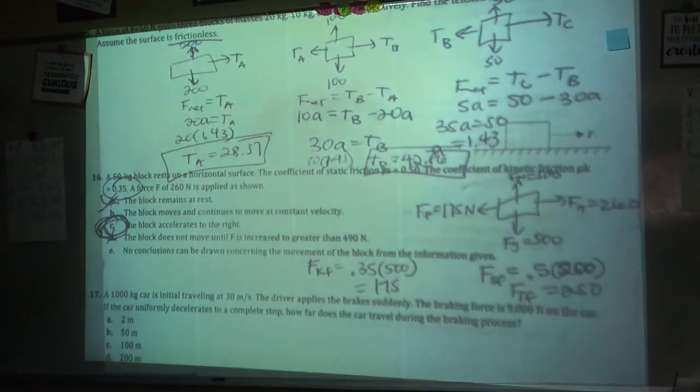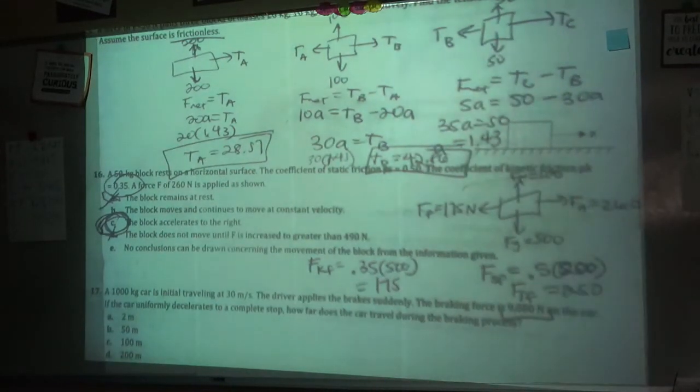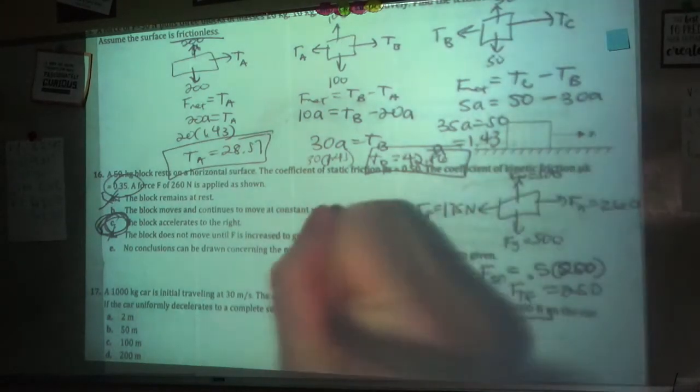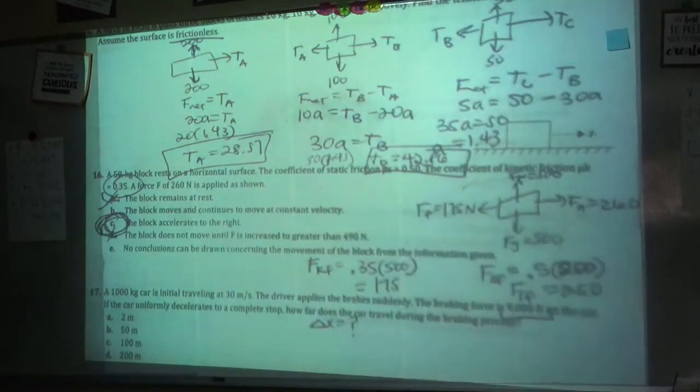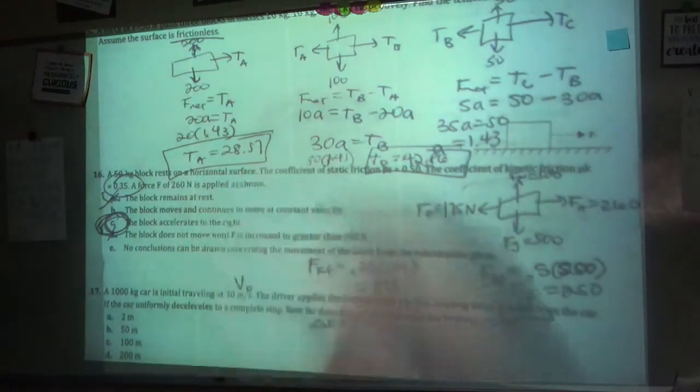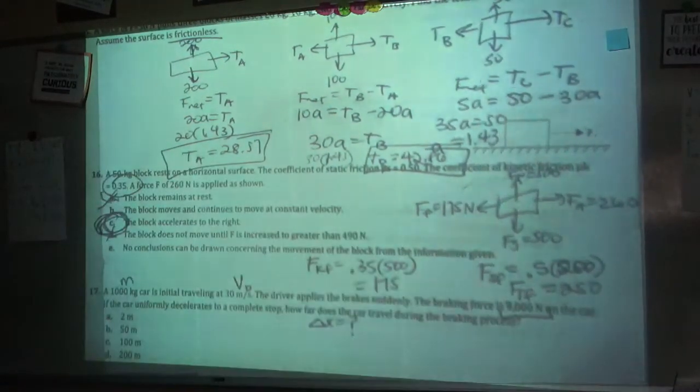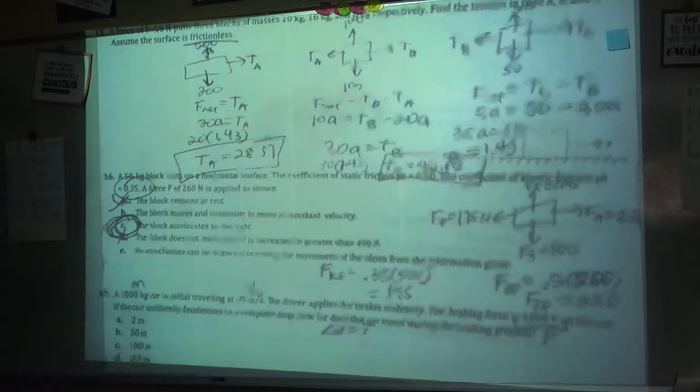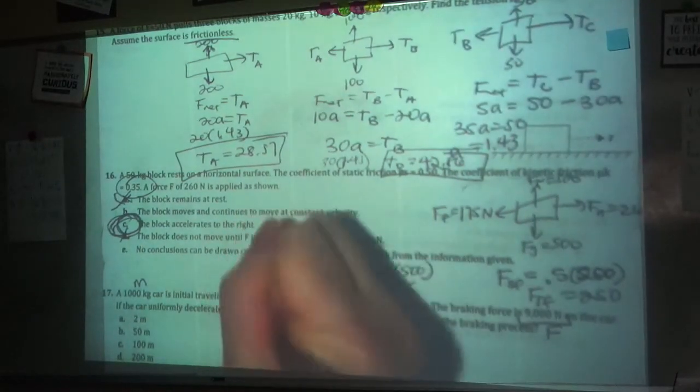17. A 1,000 kilogram car is initially traveling at 30 meters per second. The driver applies the brakes. The braking force is 9,000 newtons, and if it decelerates to a complete stop, how far does it travel? So I'm looking for the delta x, how far it travels. I have the initial velocity, v naught, I have the mass, I have the force that it brakes with, and it goes to a complete stop, so v is 0 at the end.